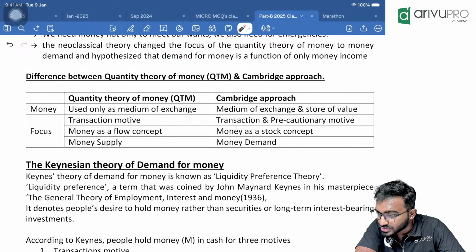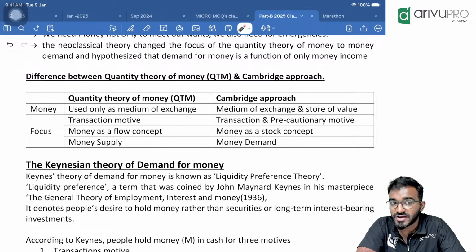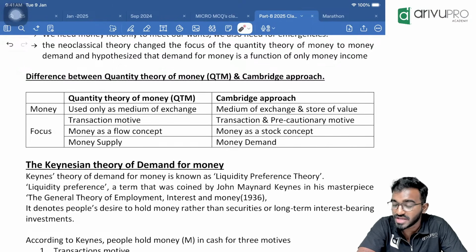Sir, how many attempts should I solve? At least past 5 attempts, past 5 RTPs, past 5 MTPs, and past 5 PYPs. That is recommended. Sania Banu.